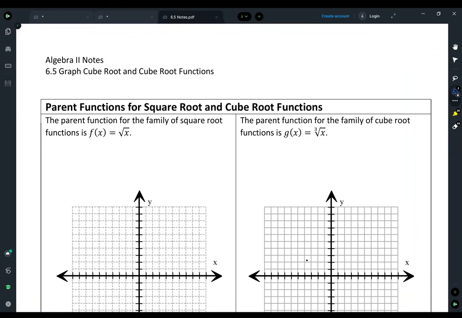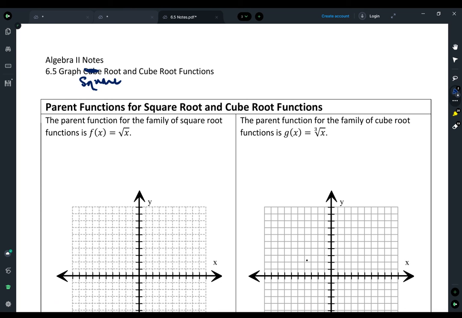These are Algebra 2 notes, 6-5, graph square root and cube root functions. This should be square root and cube root functions. I can't believe I never noticed that before. All right, so we are going to look at some new parent functions today. The first parent functions we're going to look at are for square root and cube roots.